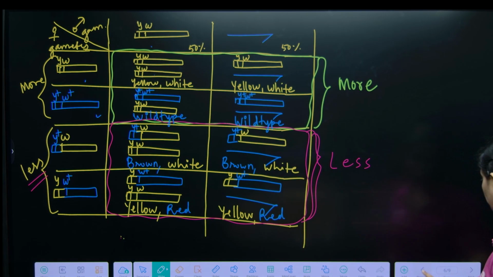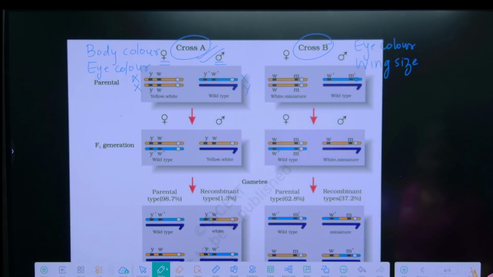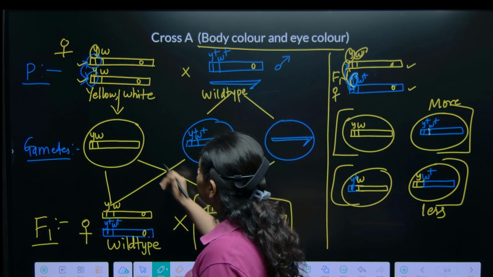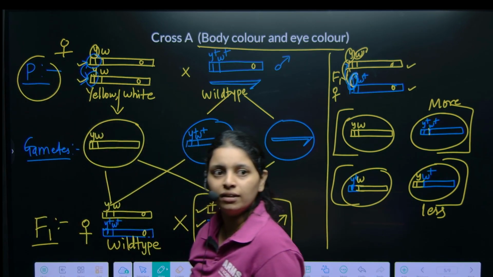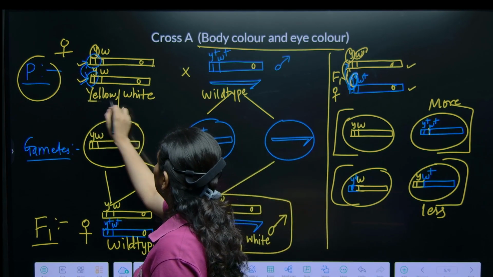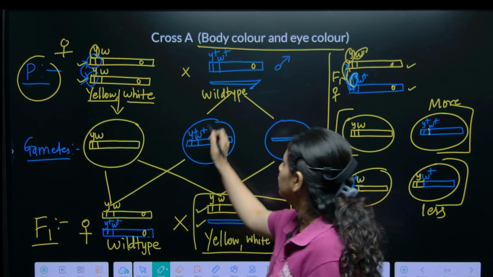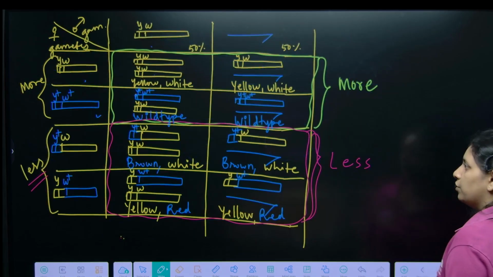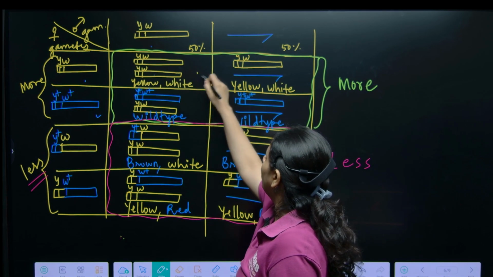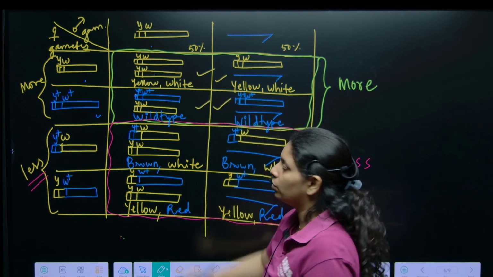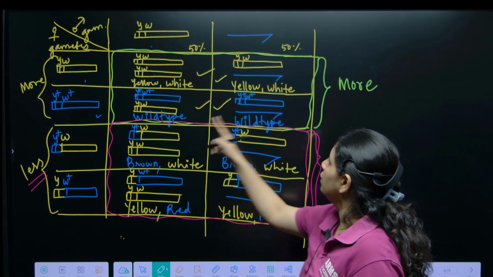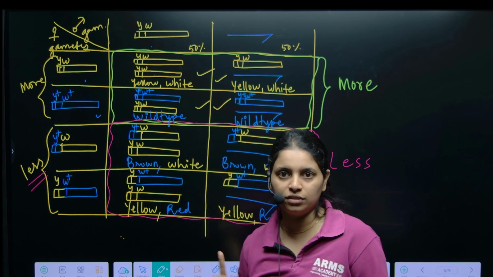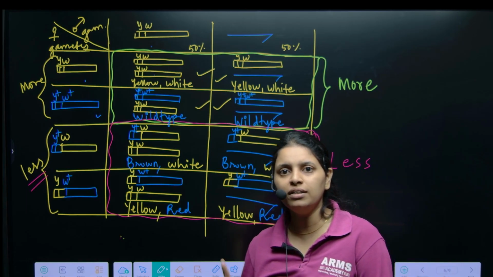So let's go back to the parental generation. Here, here. This is where we started the cross. These are the parents, right? So how are the parents? Yellow, white, and then wild type. Correct? Original parents now. Here, these four. One, two, three, four. Yellow, white, wild type, wild type. Means just like the original parent from where we started the cross. This is what Morgan observed.